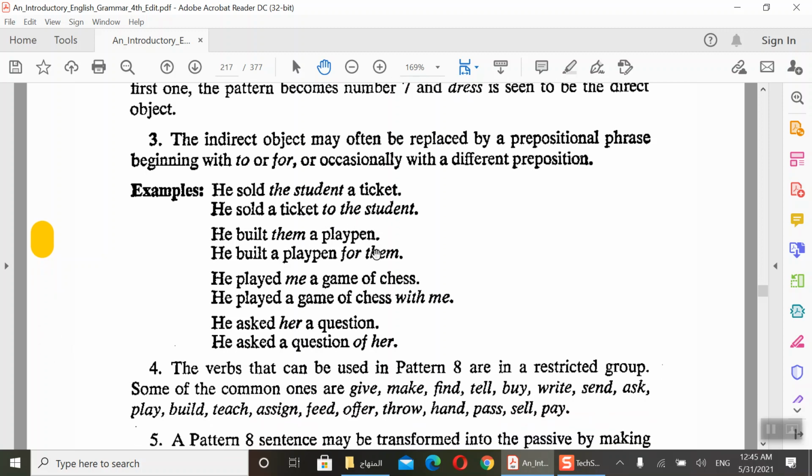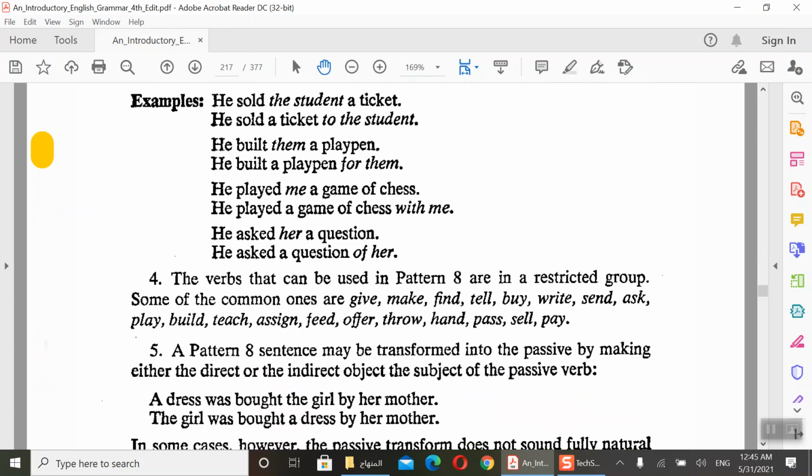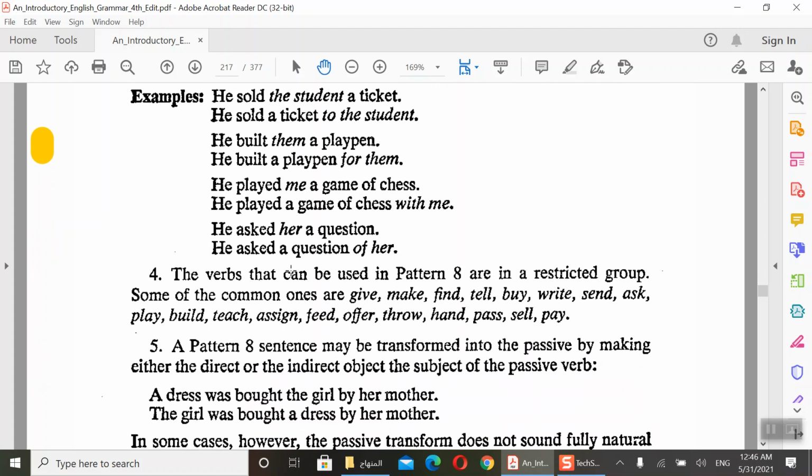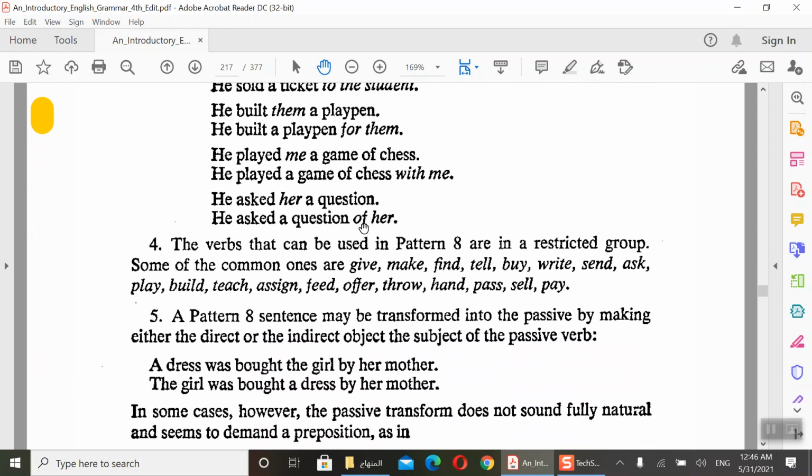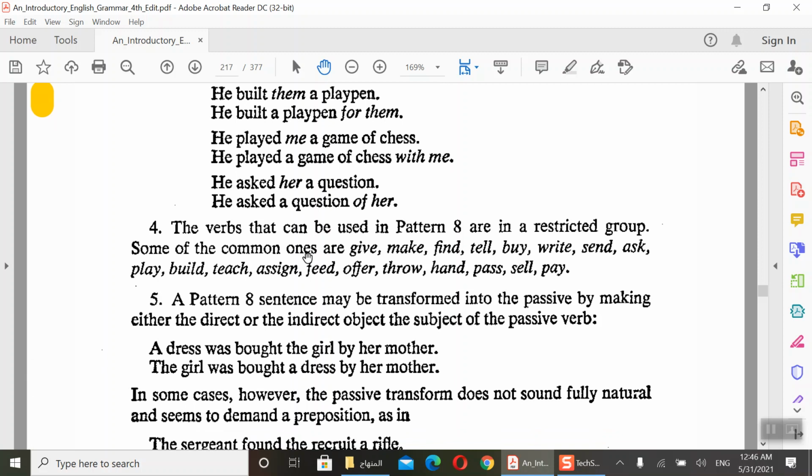He bought them a play pen. He bought a play pen for them. Okay. He asked her a question. He asked a question of her. You see, we put of. Number 4, the verbs that can be used in pattern 8 are restricted. You will always know give, make. We usually use these verbs. These are common verbs.